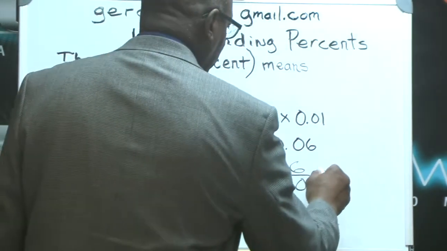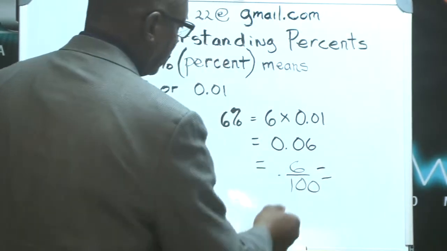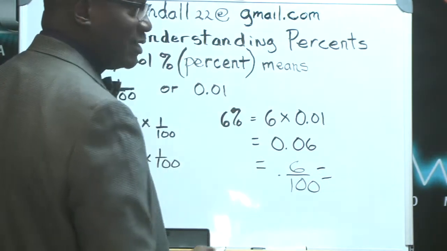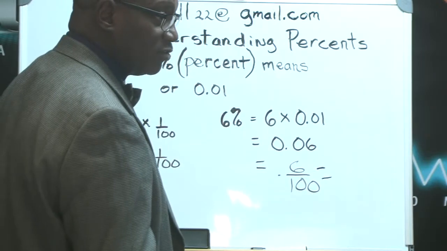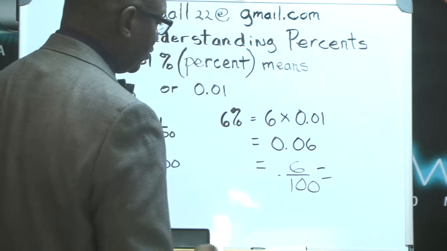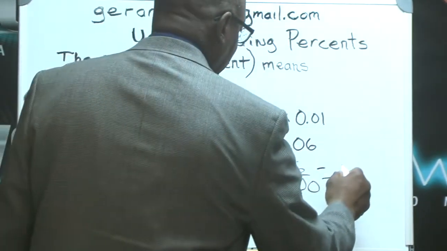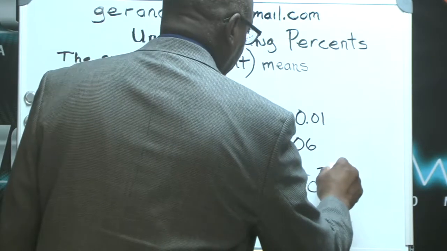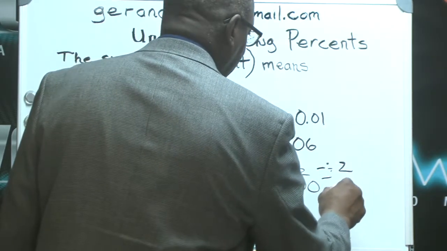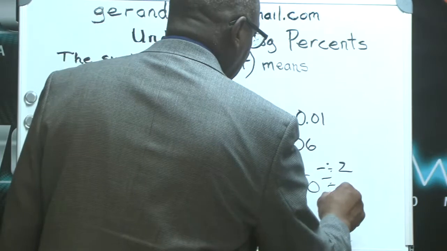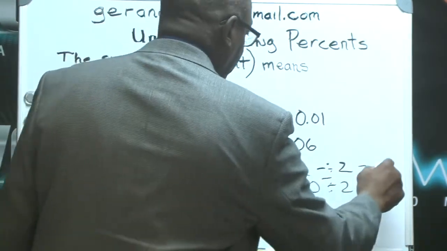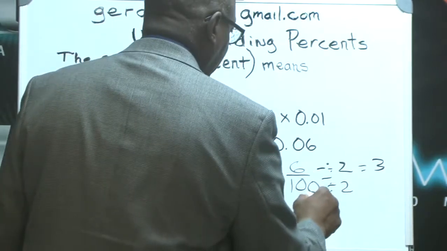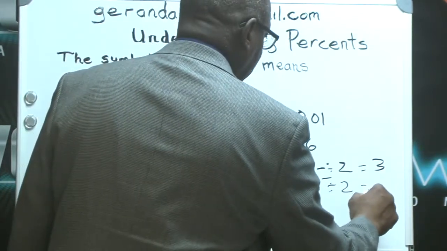And of course, your teacher would not want you to hand in this answer because it's not in simplest form. Previously, we talked about the largest factor. The largest factor for 6 and 100 is 2. So we're going to divide numerator and denominator by 2. 6 divided by 2 is 3. 100 divided by 2 is 50.